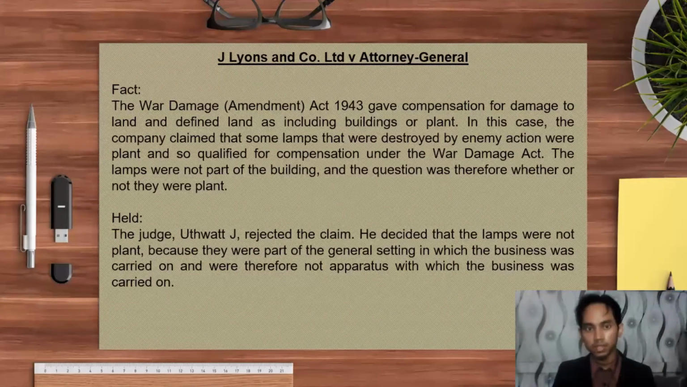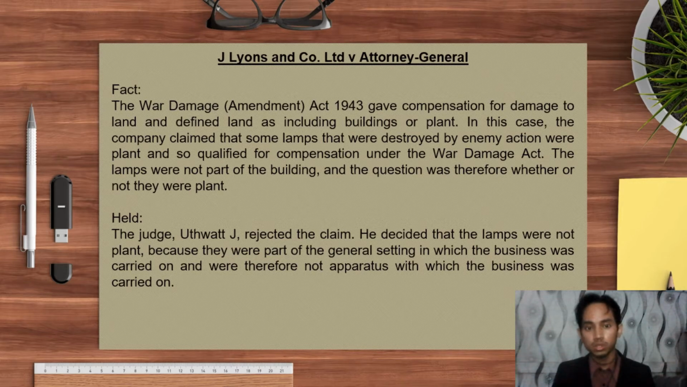Next is the case of J. Lyons and Company Limited versus Attorney General. So the War Damage Act 1943 gave compensation for damage to land and defined land as including buildings or plant. In this case, the company claimed that some lands that were destroyed by enemy action were plant and so qualified for compensation under the War Damage Act. The lands were not part of the building, and the question was therefore whether or not they were plant.